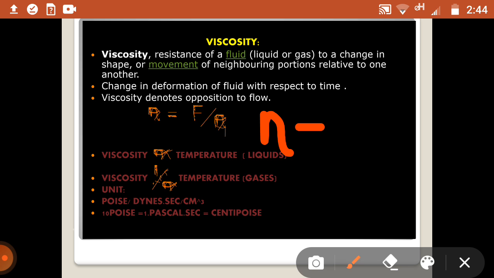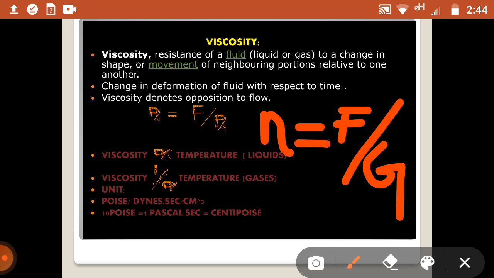This is nu. Nu is equal to F over G. What is this F and what is this G? Don't get confused with this. This η is the coefficient. Which type of coefficient? It's also called eta. Coefficient of viscosity, it is eta.